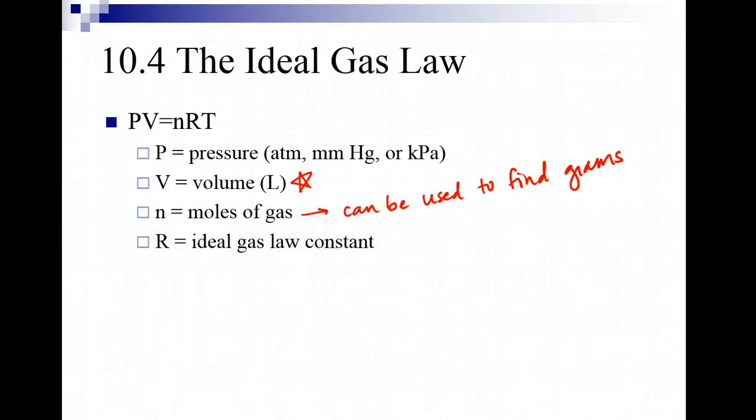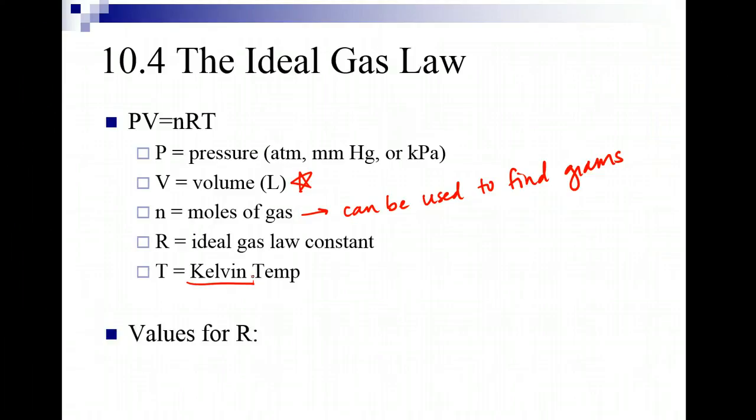R is the ideal gas law constant, and there are 3 values of that, which we will discuss in just a moment. And T, again, is temperature, and it must be in Kelvin. So if you are given the temperature in Celsius, it will have to be converted to Kelvin by adding 273.